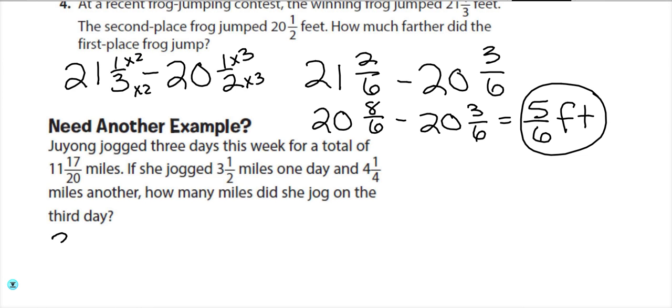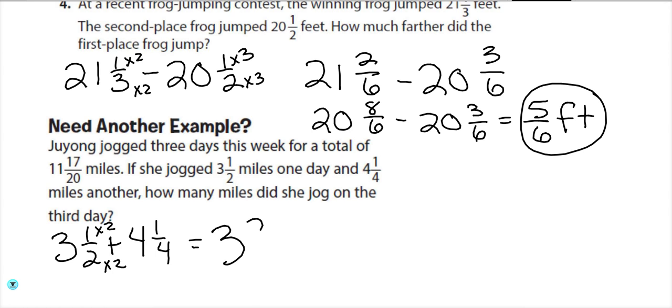So we're going to have 3.5 plus 4.5, fourth. And then from there, we need to times this one by 2. So that's going to make it 3 2/4 plus 4 1/4, which is going to make that 7 3/4.